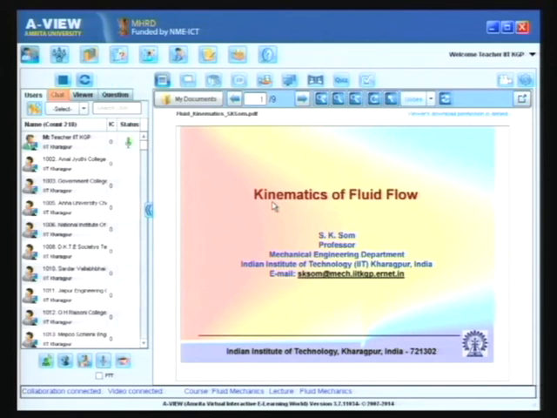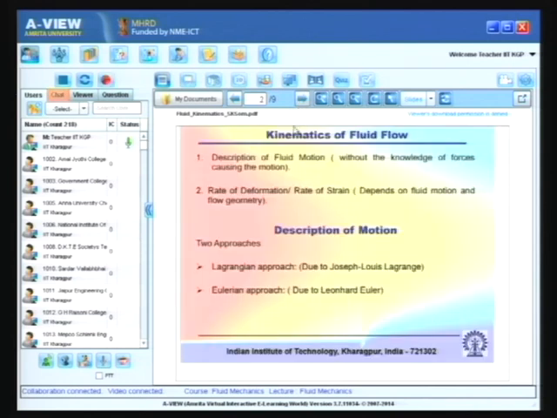Okay. Today we will start a very important chapter, kinematics of fluid flow. You see, the mechanics of any substance, any medium, any particle, whatever you call, basically relates the forces acting on it, causing the motion, and the motion.